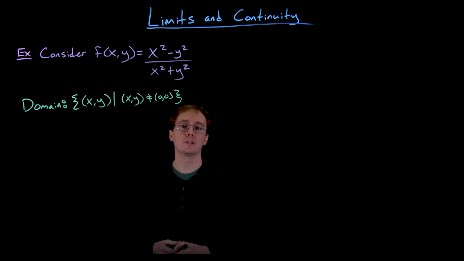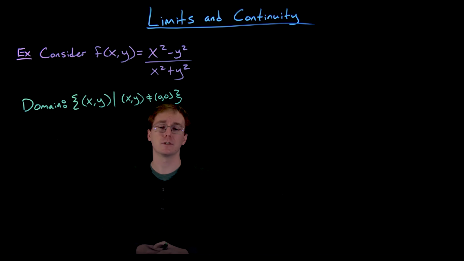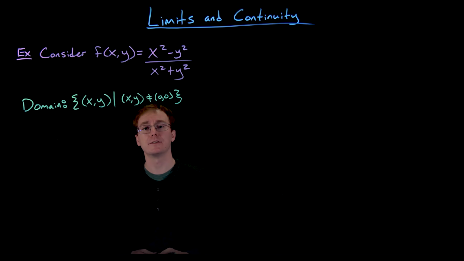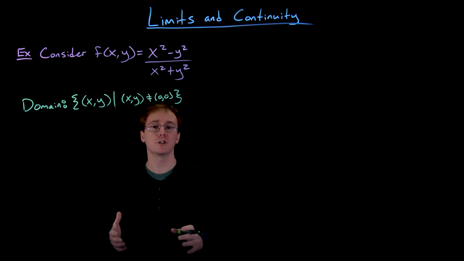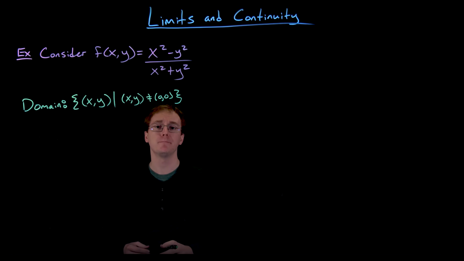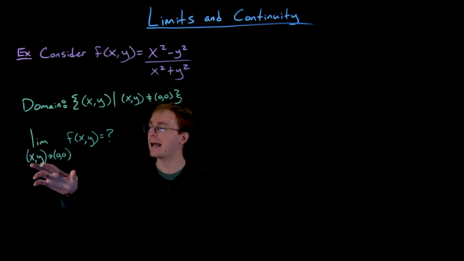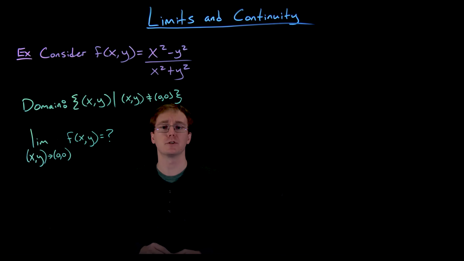Okay, so the point 0, 0 is not in the domain of our function, and our function is undefined at the point 0, 0. But the next question we might consider is what happens to our function as we get closer and closer to this point 0, 0, or the origin? Or in other words, what is the limit of this function as we approach 0, 0? So the question we are now considering is what is the limit as the input to our function, the point x comma y, approaches the point 0, 0.